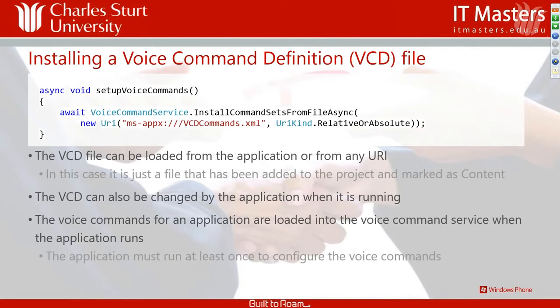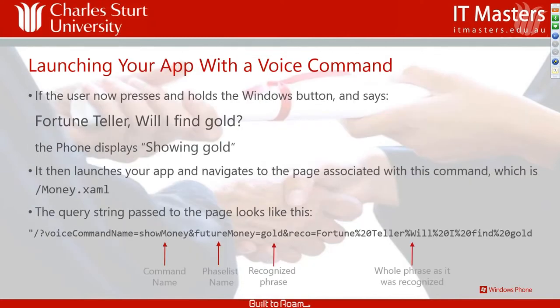So in order to load the voice command definition file, we do that using the install command set for file method. Okay. And we do that as part of our application loading the first time. Once the voice command has been detected by the system, so the user would typically press and hold the Windows button and actually say, fortune teller, will I find gold? The phone basically will interpret that and determine that because I've prefixed it with fortune teller, it's going to launch an application. It's going to launch a command relative to our application. It determines that the launch page is money.xaml.